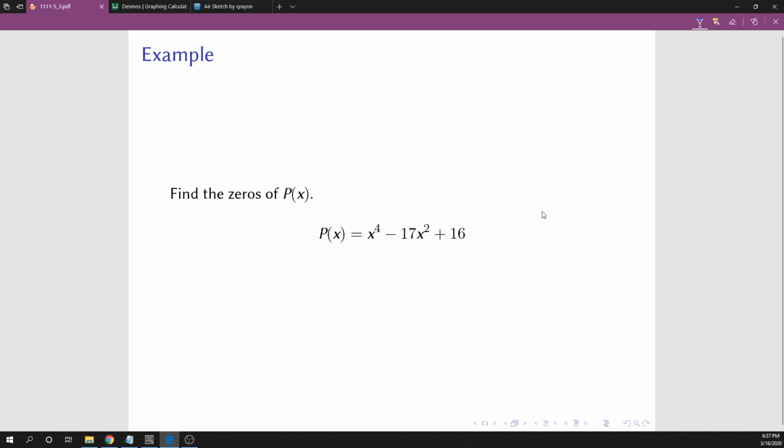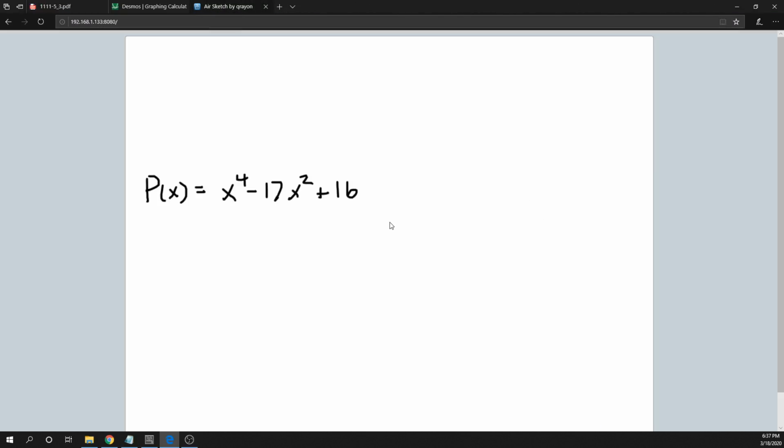All right, the next example is p of x equals x to the 4th minus 17x squared plus 16. And so we want to try and factor this. First off, we want to find the zeros, so we would set it equal to 0 and try and solve that out.